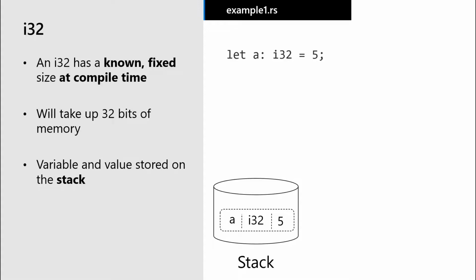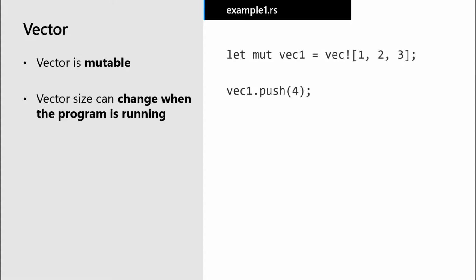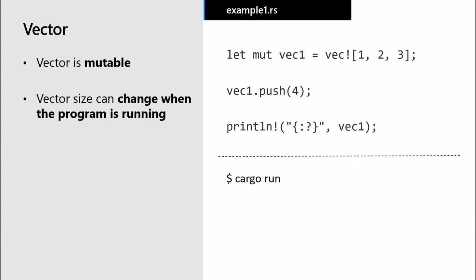However, what about a data type that can change size at runtime? Let's consider a vector. Notice that this vector is mutable. That means this vector can change size while the program is running. We could add another value to the vector, and then print out the value of the vector, and when we run this code, we see these 4 values.